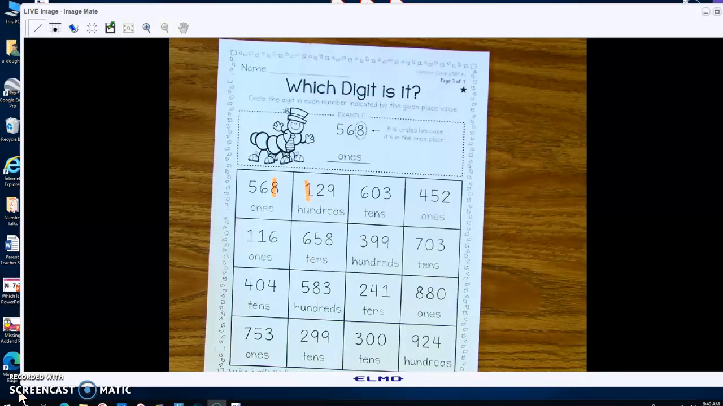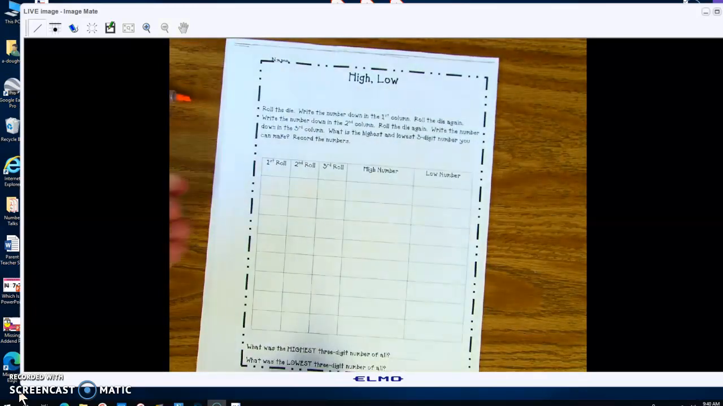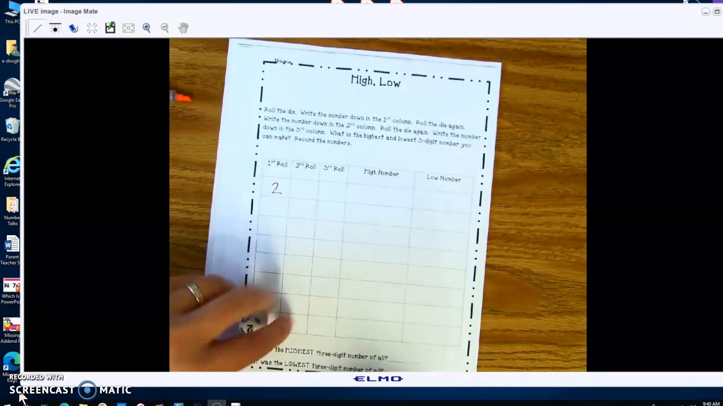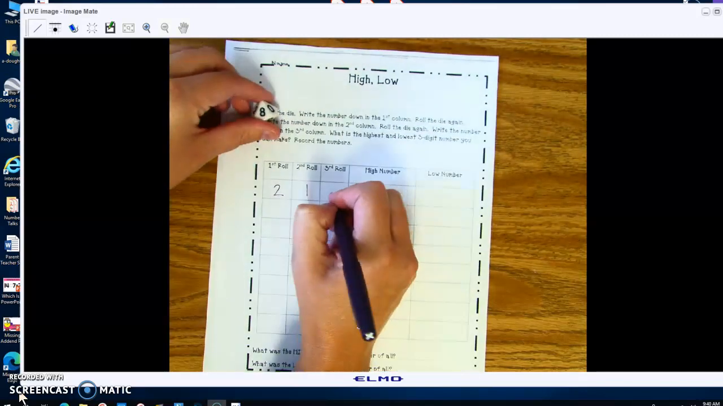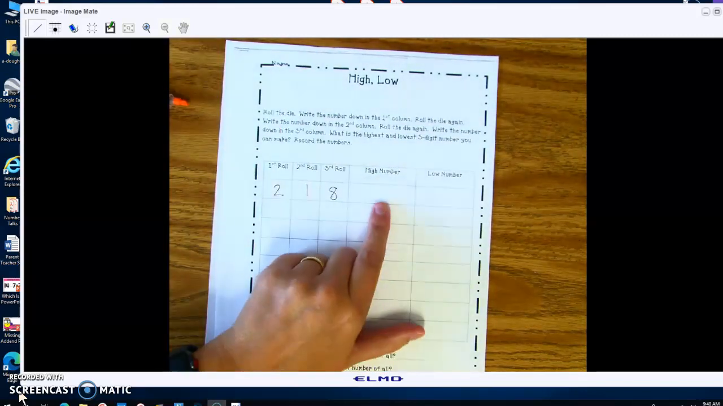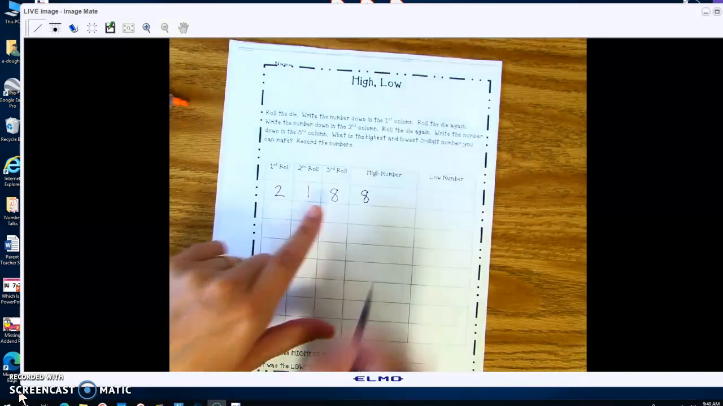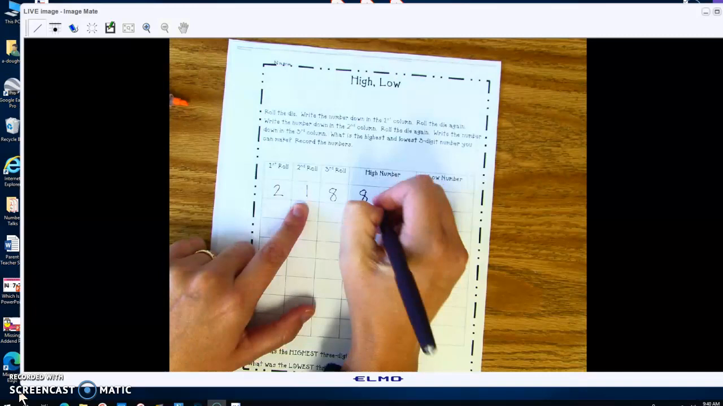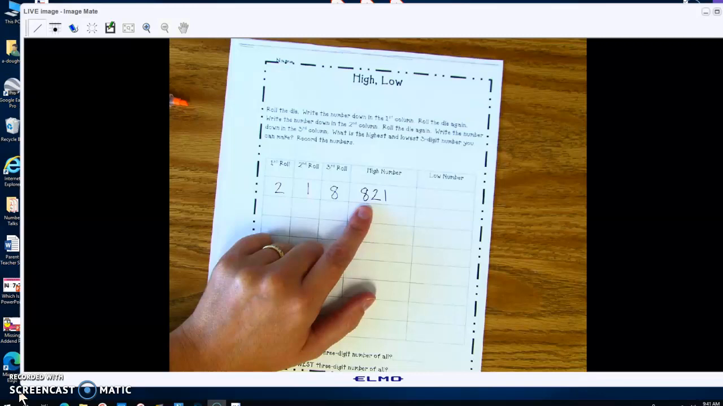Then after that, you're going to play a game called high-low. Okay? So you get to roll 3 times. So first roll, 2. Next roll, 1. Third roll, 8. So I need to think of the highest number that I can write. 3-digit number. So what's my biggest number here? 8. Then 2 or 1. Which one's bigger? 2. And then 1. So 821 is the biggest number I can make.